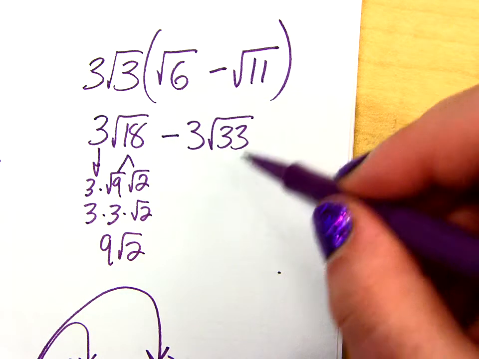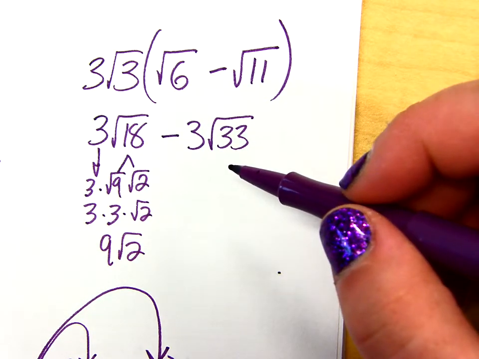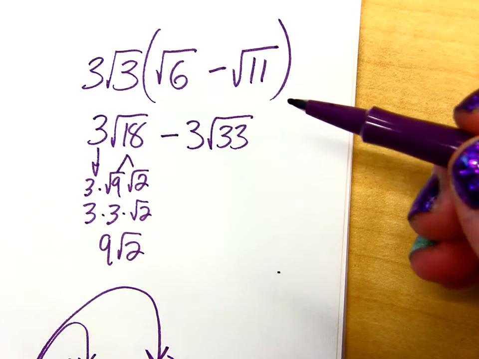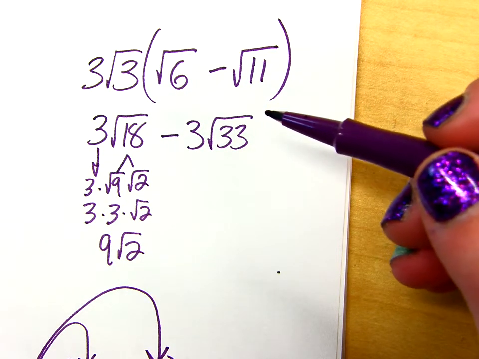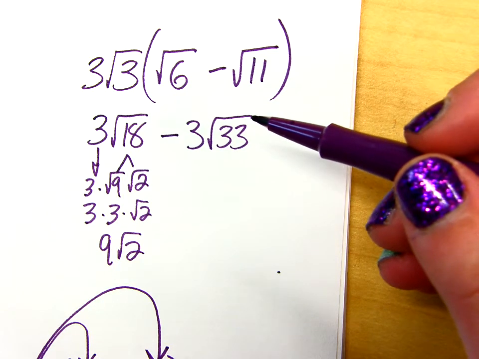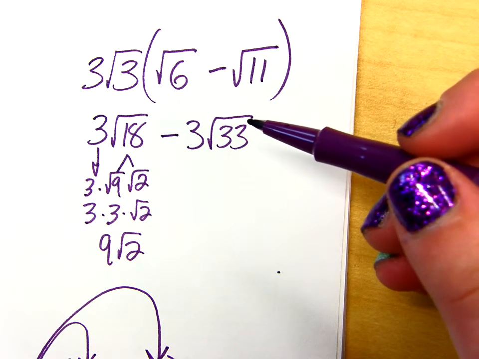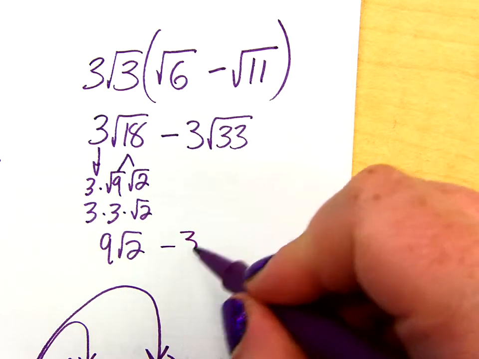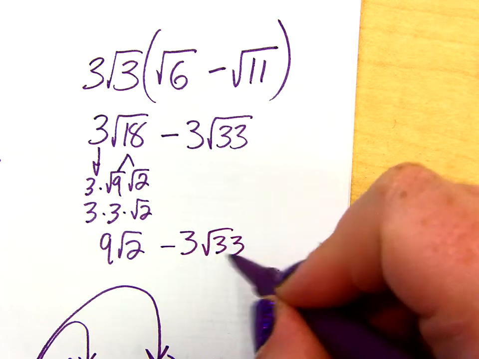Can I simplify the square root of 33? No. I know you're thinking, doesn't it split into 3 and 11? Yes, but 3 and 11 are not perfect squares, so it doesn't help you any. You have to be looking for a perfect square that goes in. If it's not a perfect square, I can't do it. So I just bring down the minus 3 root 33, and that is my answer.